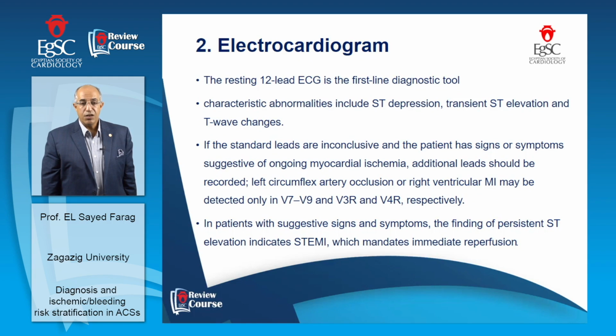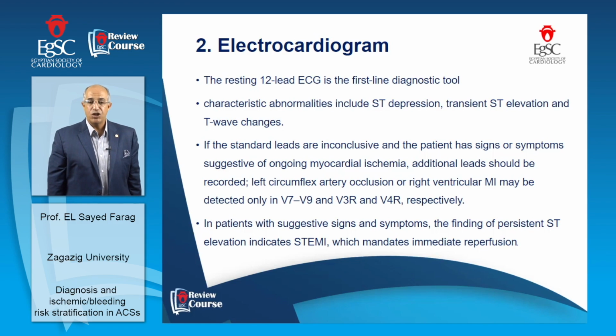Another important station is the ECG. The resting 12-lead ECG is the first-line diagnostic tool, which should be done as early as we can after patient presentation. Characteristic abnormalities include ST-segment depression, transient ST-segment elevation, and T-wave changes. If the standard leads are inconclusive, which is a very important point, and the patient has signs or symptoms suggesting ongoing myocardial ischemia, we have to use additional leads.